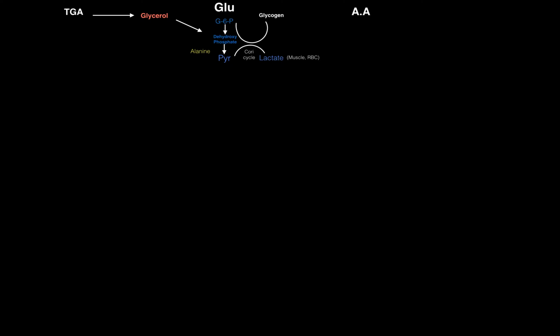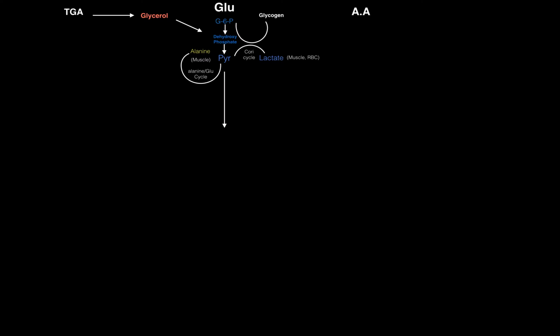Another source of pyruvate is alanine that comes from amino acids, and sometimes muscle talks to the liver through a cycle called the glucose-alanine cycle. So what happens? Muscle will send alanine to the liver to be converted to glucose, and then it will be shuttled back to muscle and used as glucose.